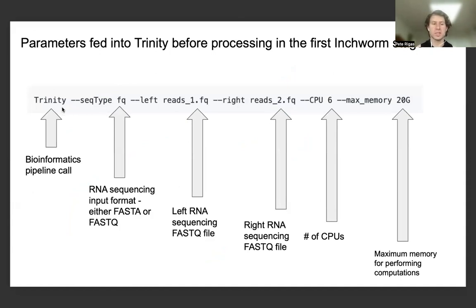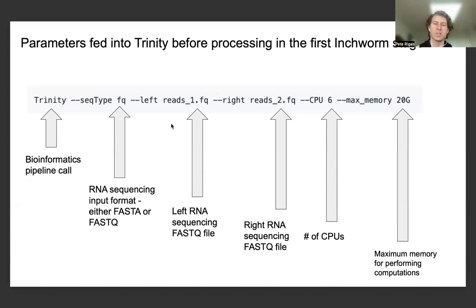And the parameters that are fed into Trinity before processing in the first Inchworm stage, as we had alluded to in the previous slide, relate to the fact that, as given on the left here, we have to make some bioinformatics pipeline call with Trinity, as well as specify the input format of the sequencing, whether it's FASTA or FASTQ, which are very related types of inputs, but they have some slight differences and intricacies in how the sequencing information is stored in the FASTA versus FASTQ format, which I won't get into here.